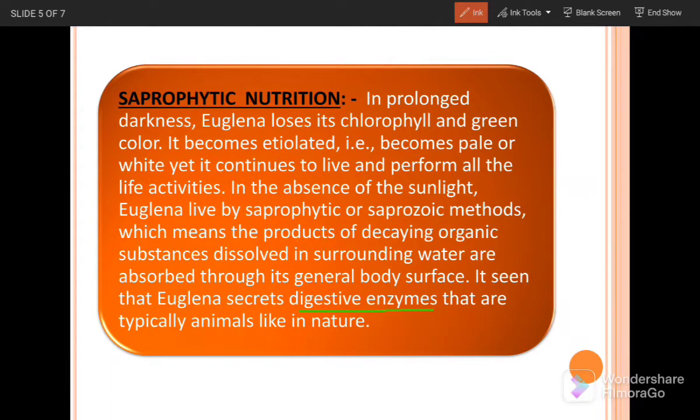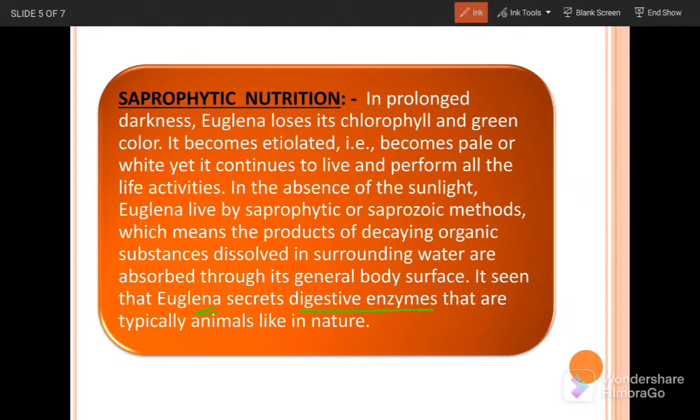In the same way, when the food is present in the stomach of the animal, at that time some digestive enzymes will be released by the animal's stomach. Like that only, Euglena also secretes digestive enzymes that are typically animal-like in nature. Animal-like in nature means the same function, to break the food particles.